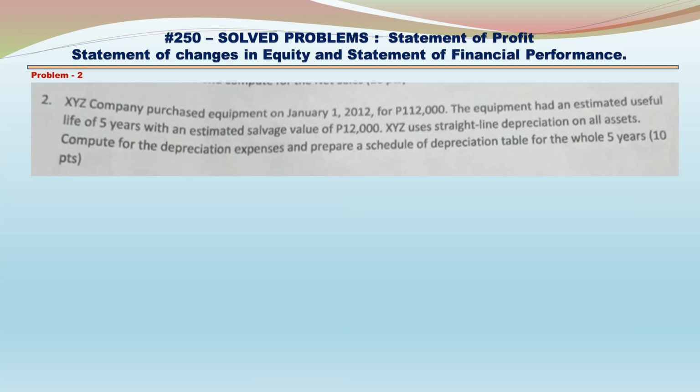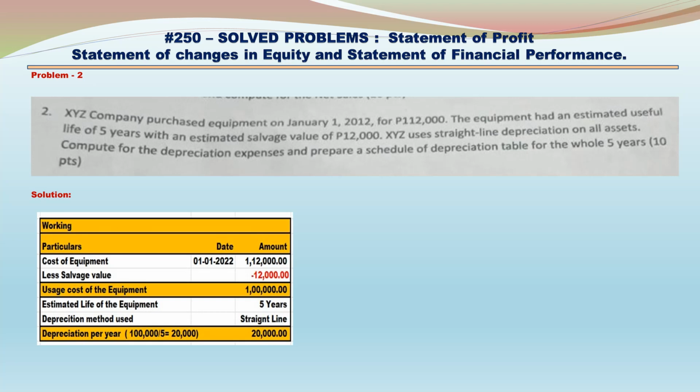The equipment had an estimated useful life of 5 years with an estimated salvage value of 12,000. XYZ uses straight line depreciation on all assets. Compute the depreciation expenses and prepare a schedule of depreciation table for the whole 5 years. Solution: computation of depreciation expenses.